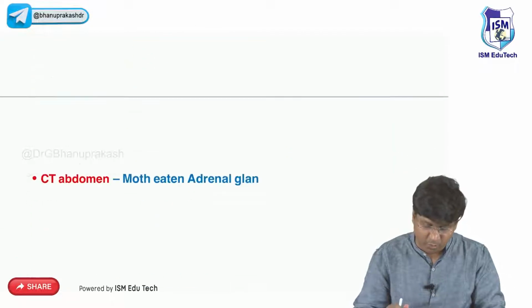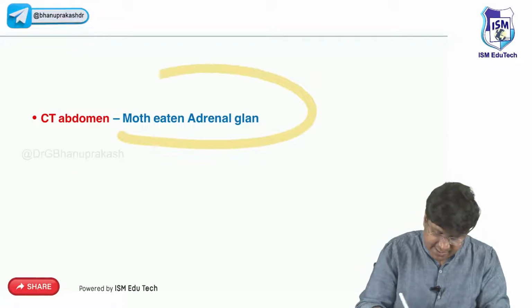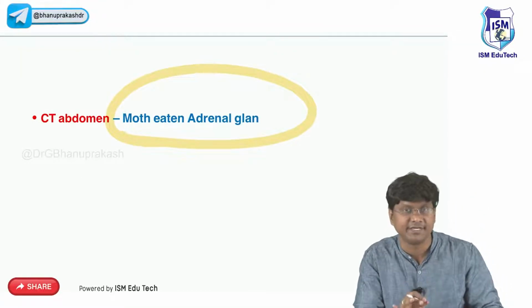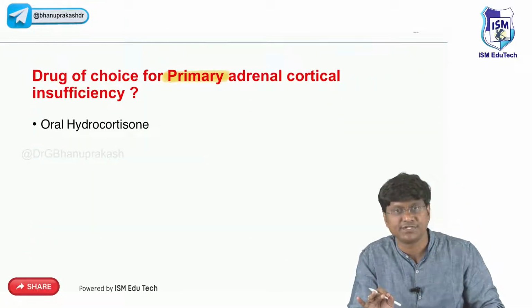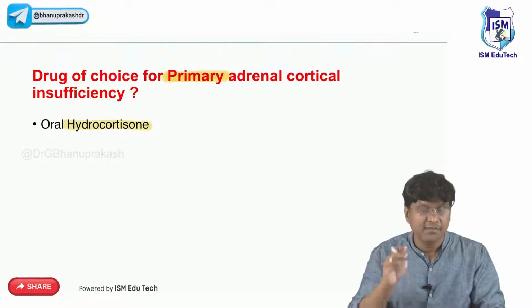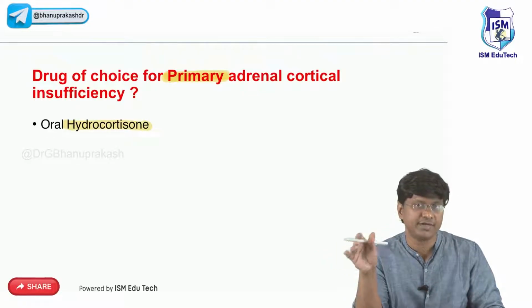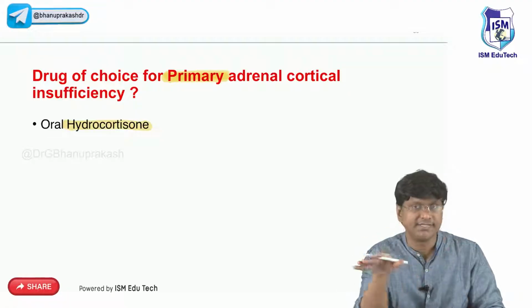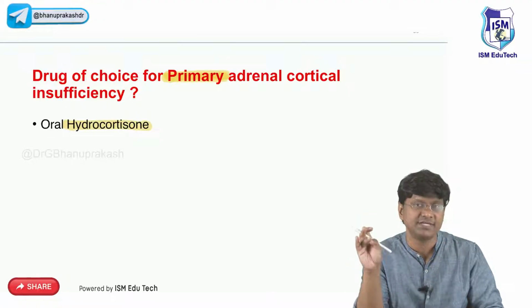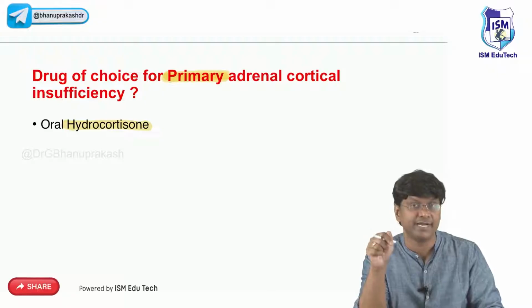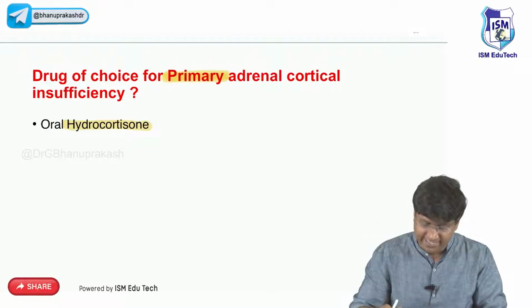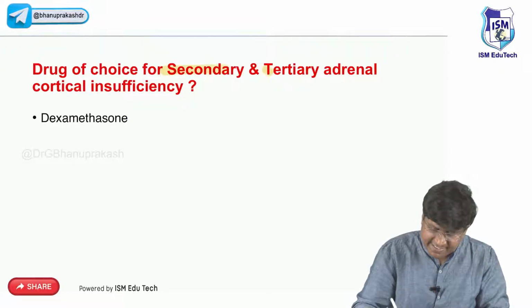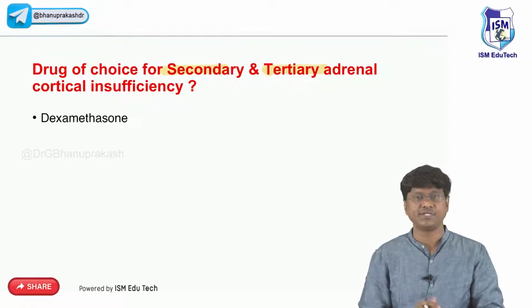Then what will be the CT scan appearance in Addison's? That is the moth-eaten appearance. Then what is the drug of choice in primary adrenocortical insufficiency? That is, you need to give hydrocortisone. Because in primary, all the three hormones are reduced: mineralocorticoids, steroids, as well as weak sex hormones. We want the dual activity, mineralocorticoid activity and steroid activity, which will be there for your hydrocortisone. That is the reason why hydrocortisone is considered the drug of choice. Whereas in secondary and tertiary adrenocortical insufficiency, what will happen?